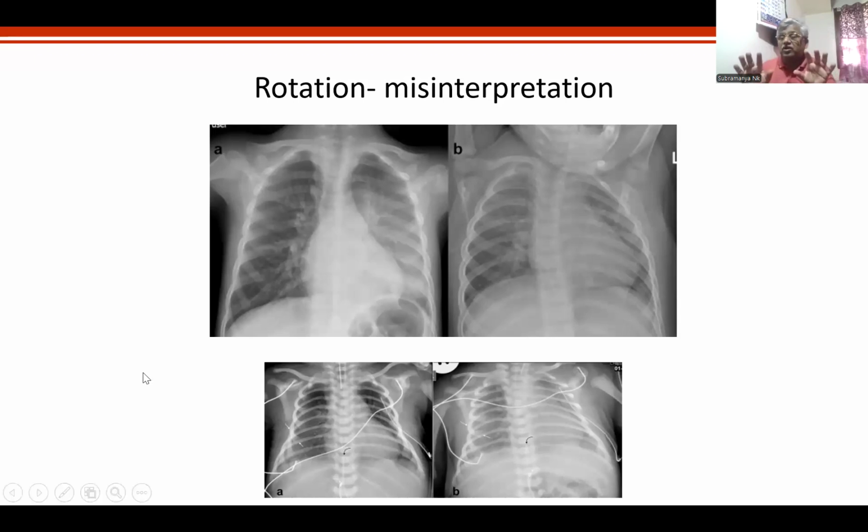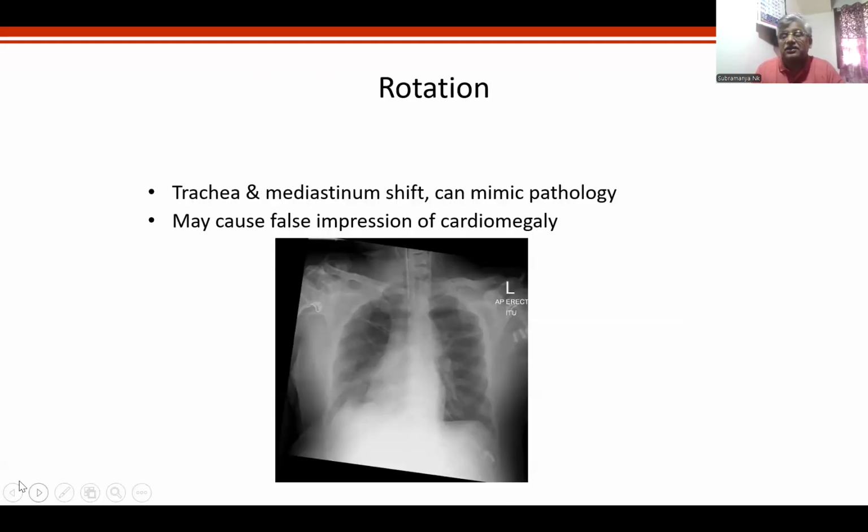So I just wanted to take out from you AP, PA, rotation, all these problems. The solution is CT scan, but it comes with a package that it has a radiation disadvantage. I'll get into that a little later on.